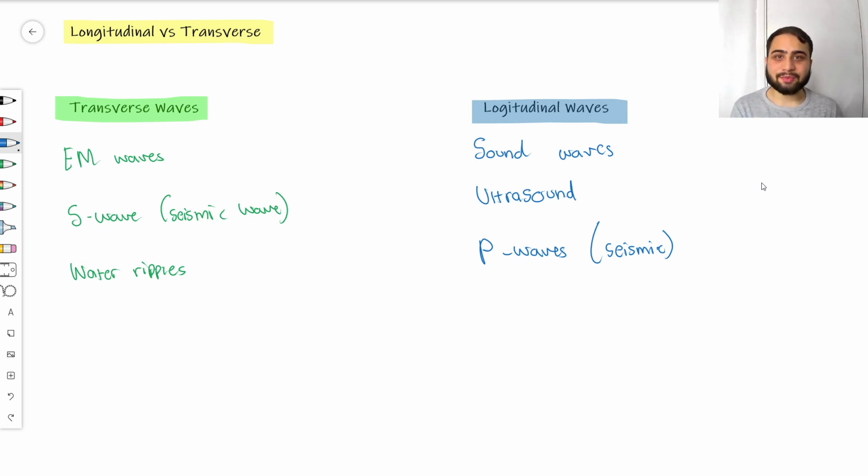You do need to remember some of these, so pause the video and look away and see if you can state some examples for both transverse and longitudinal waves. If you can, you've now learned everything you need to know about transverse and longitudinal waves for your GCSE.